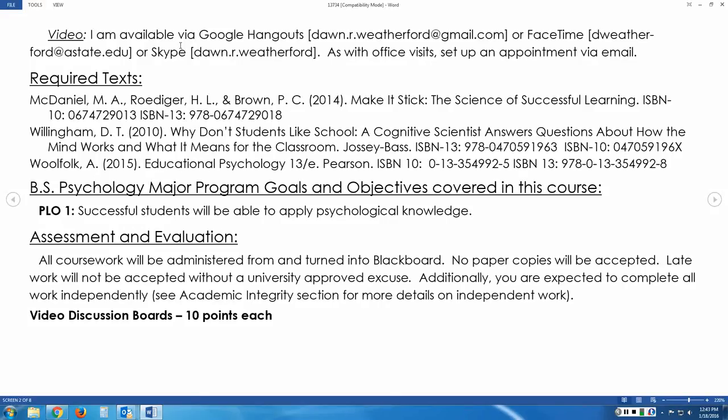Okay. We already went over the 3 required texts, but here they are again, full with their ISBN numbers. Every syllabus has these program goals, and this is a course that is part of the Bachelor of Science in Psychology here at Arkansas State University. And so it does meet a program level outcome that we have set as successful students will be able to apply psychological knowledge. And so in that respect, this is one of the things that our course is designed to meet. All right. How will you earn your grade?